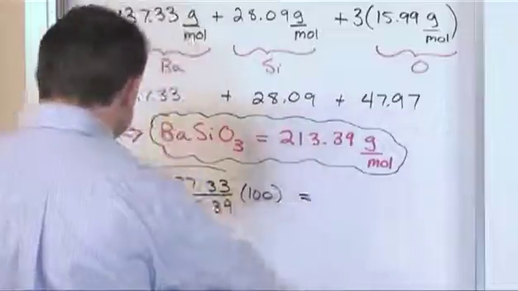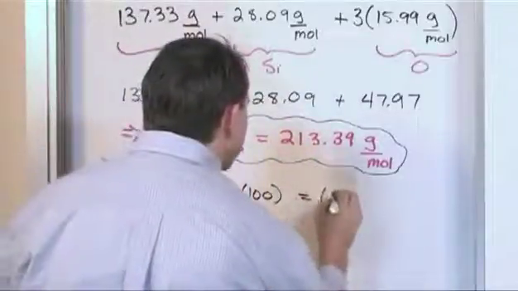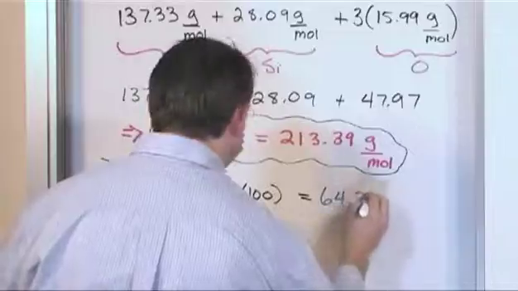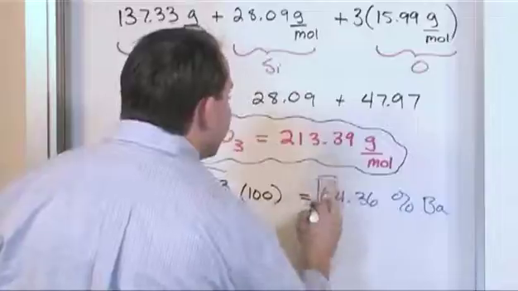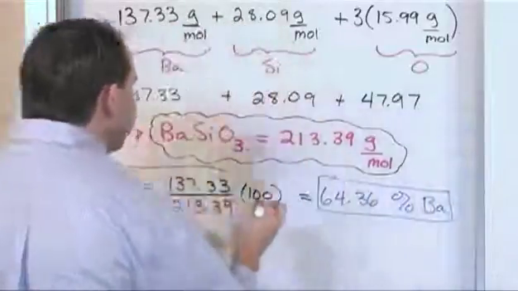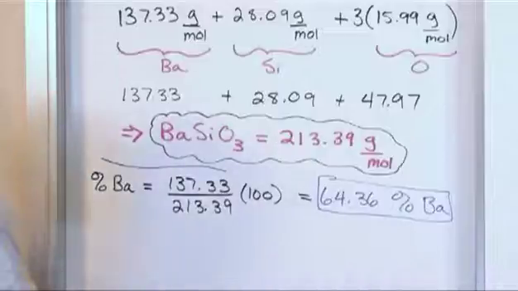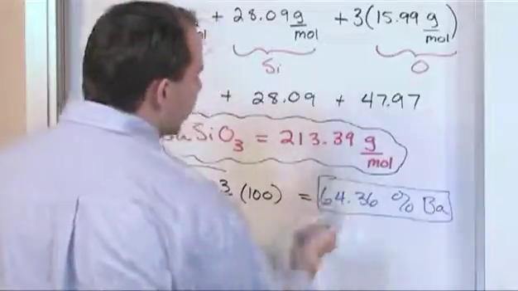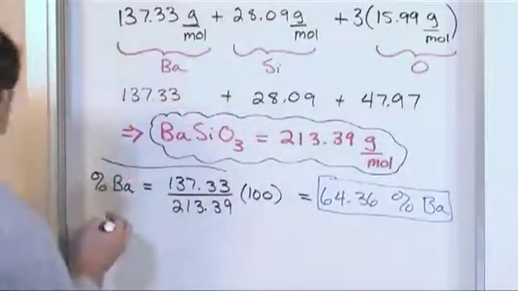So what we're going to get, just to make it clear, is 64.36% barium. And this is one of the answers that we're seeking. So if you stuck this in a machine, you didn't have any idea what it was, and it just measured the percent of barium that's present, it would measure 64.36% barium. So let's go to the next one, the percentage of silicon.